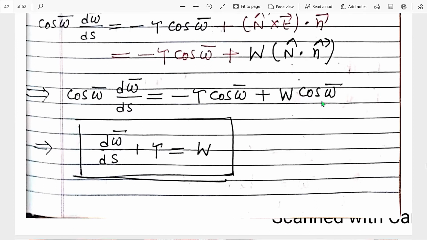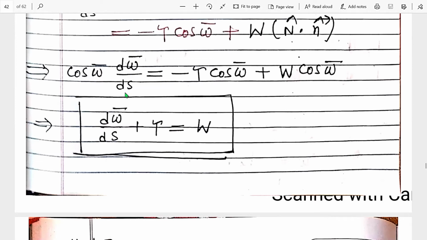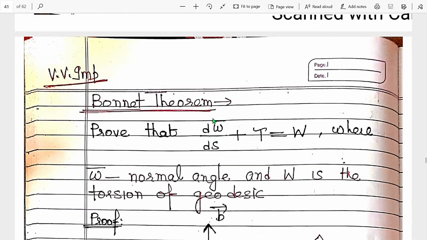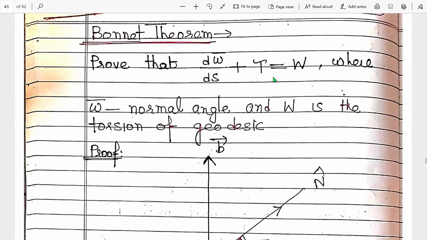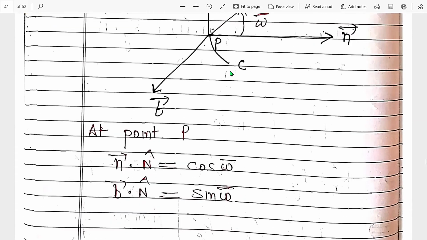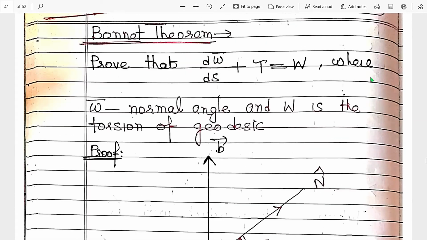Now this is non-zero. So we divide by cos W bar, then we get dW bar/ds, which is equal to minus tau plus capital W. So this can be written in this form. That is a very important differential equation, and this is called Bonnet theorem. In the examination, it was asked to state and prove Bonnet theorem. So you must know the statement of this theorem, right?